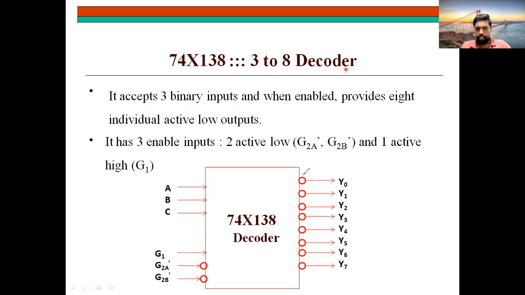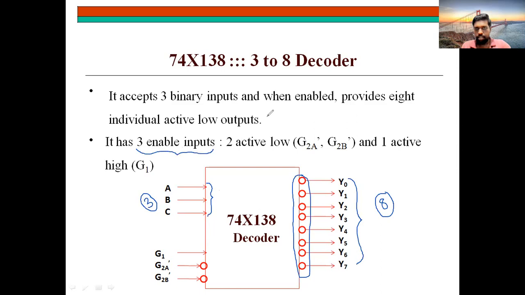See here, we are finding bubbles, which means that all the 8 outputs starting from y0 to y7 are active low. These 3 inputs are active high. Why? Because we don't find any bubbles here. These are active high. Apart from these 3 inputs and 8 outputs, we have 3 more enable inputs.